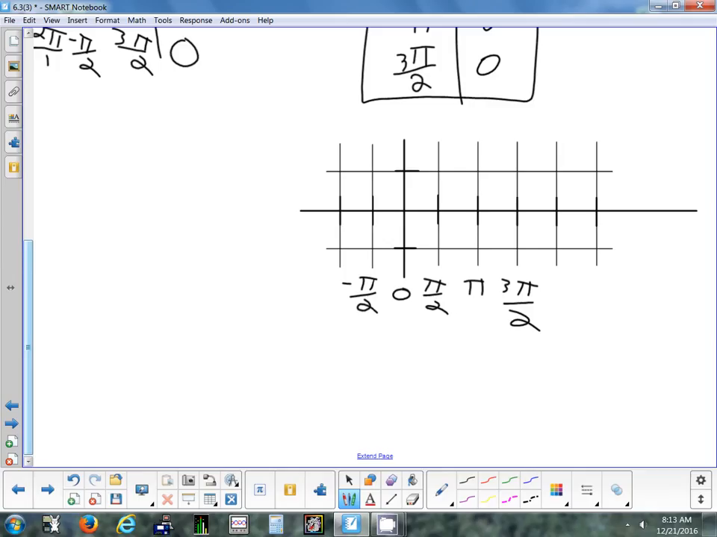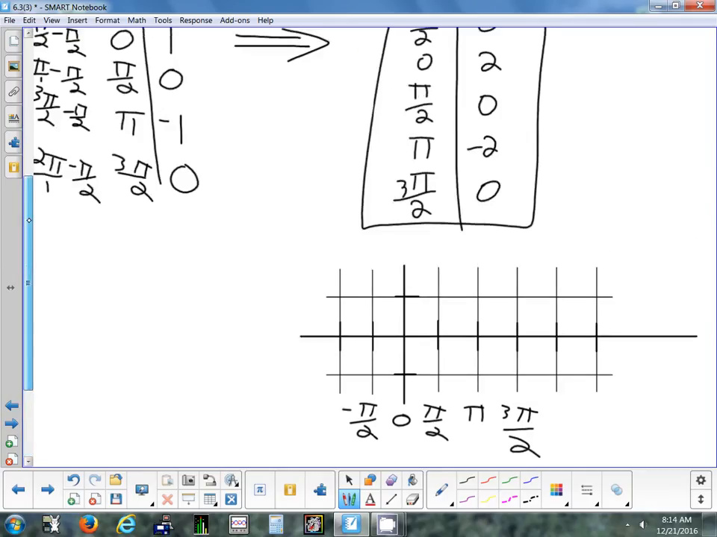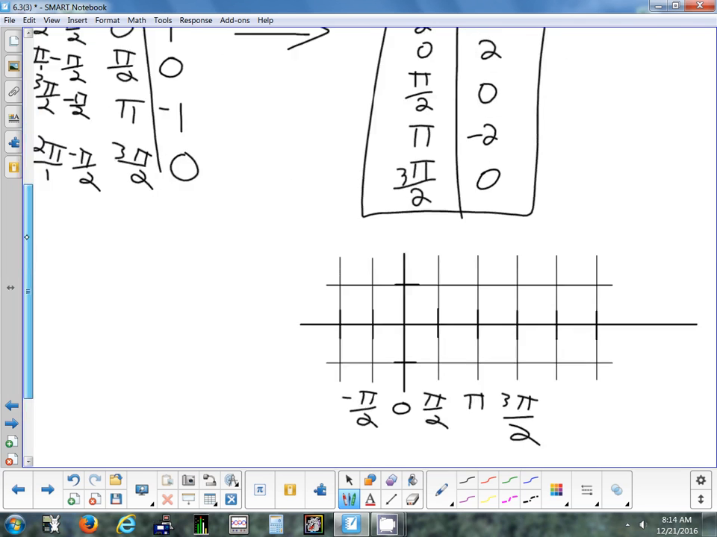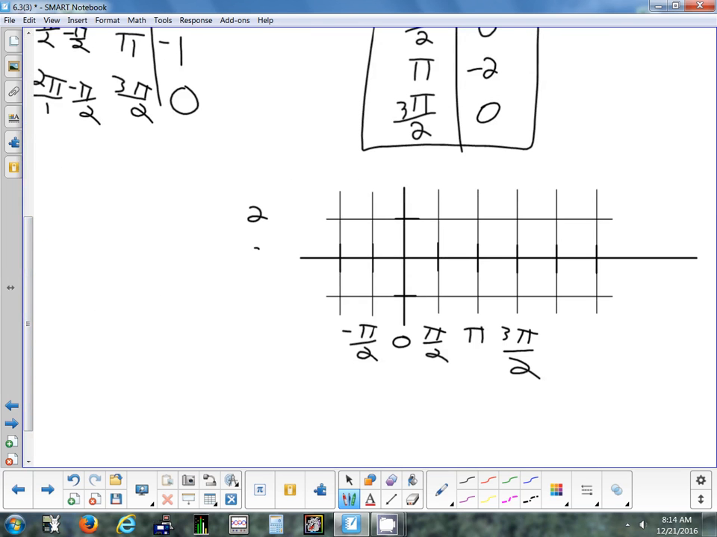It's probably better if you put your labels at the bottom like I have here, because then when you sketch it, you're not going to draw through them. So if you have a grid set up like that, that's actually a little easier to work with. Y values need to go from 2 to -2.